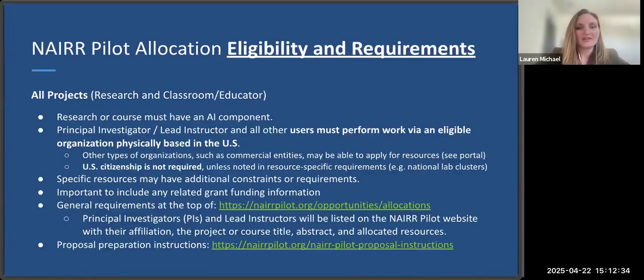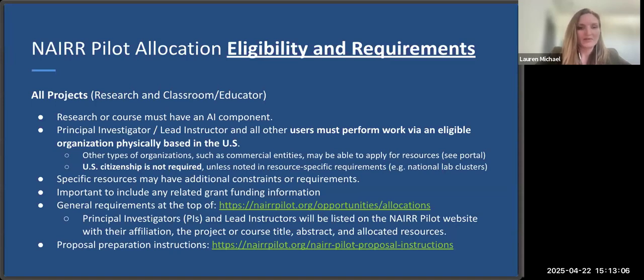As indicated earlier, the NAIRR Pilot classroom/educator call has some specific requirements on its page. And even though there are separate research and classroom/educator resources calls, there are a number of common requirements. The principal investigator, lead instructor, and/or all other users or learners must be from an eligible organization physically based in the United States, though this does not mean that these individuals need to be US citizens.